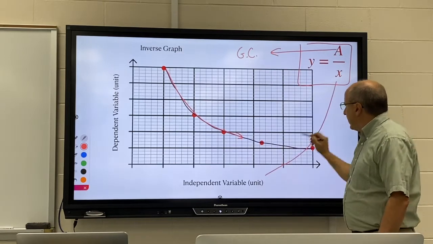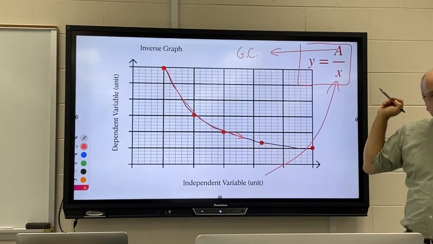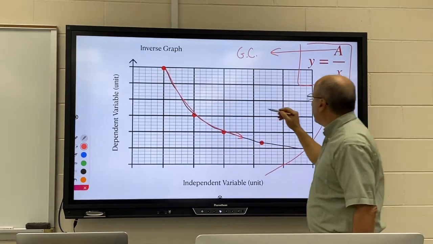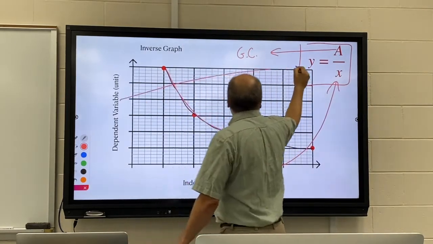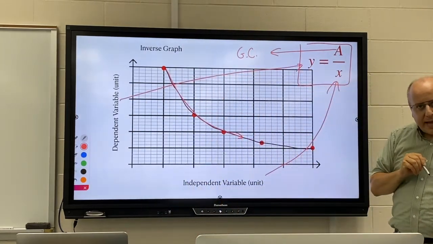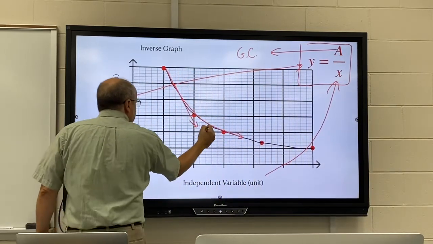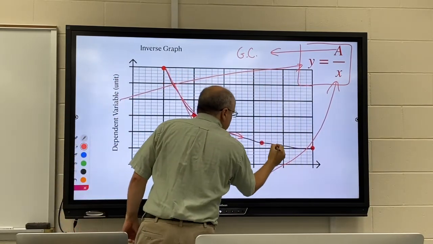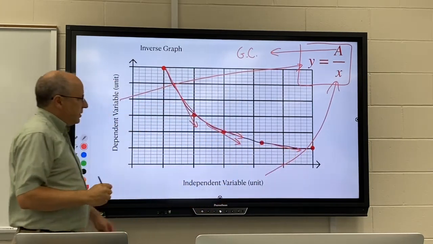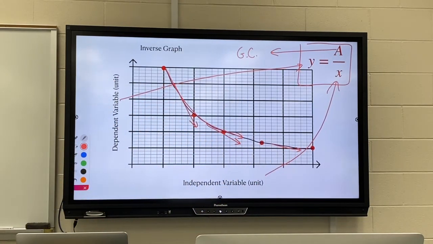Remember that x is not really x, it's whatever variable is on the x-axis. And the y is whatever variable is on the y-axis. Notice it's steep, less steep, really less steep. So it gets less steep as you move to the right. Those are all the properties of your inverse graph.